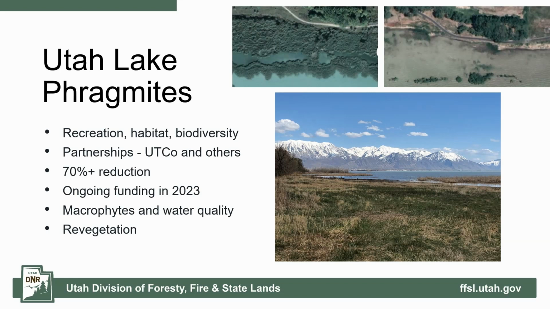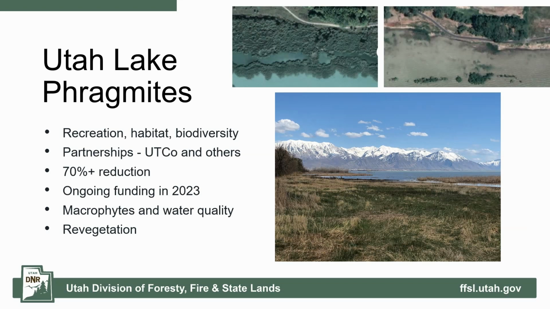And with the collaborative efforts and then applying the best practices that we learned from Great Salt Lake and the USU lab, we've reduced Phragmites by over 70%. And we now have ongoing funding for this. So we relied on grants prior, but this is the first year that we'll have ongoing funding. So we're dedicated to seeing this project through year after year to keep maintaining the wetlands around the lake.